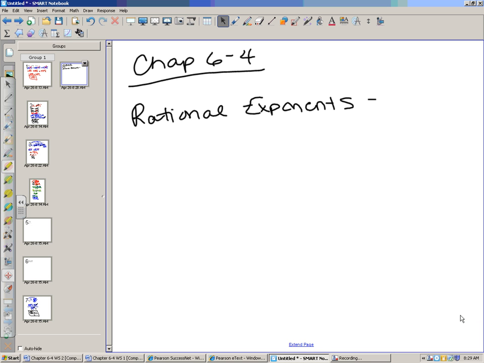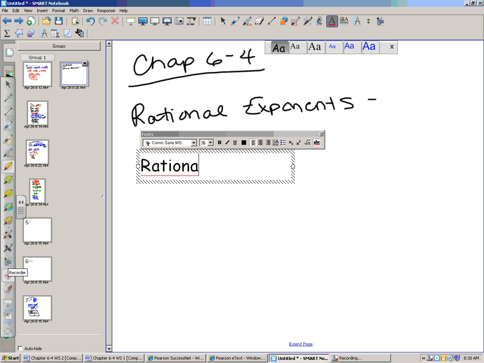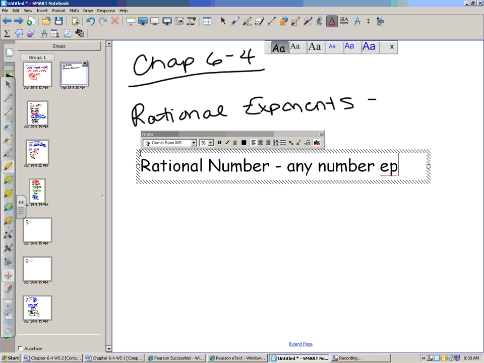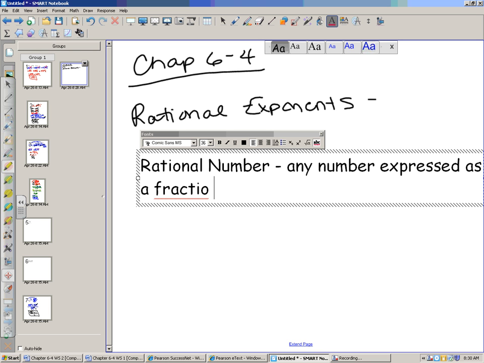Rational number? What is a rational number? Any number expressed as a fraction. That is a rational number.